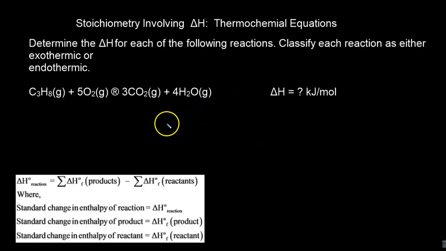As we begin the problem, the first thing we need to do is find the delta H for each of the reactants and each of the products. That is supposed to be your arrow, but it didn't come off. So we're going to come again to the table that we looked at and see what we can find. Be sure you know what you're looking for: pentane, oxygen, carbon dioxide, and water.